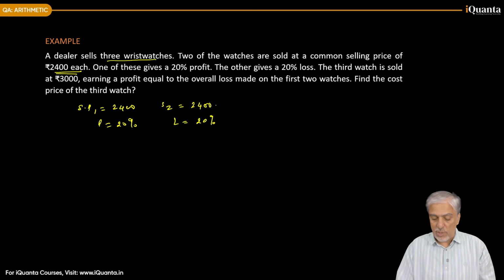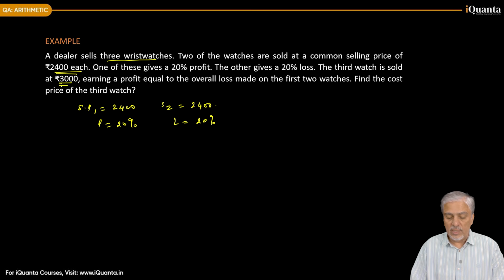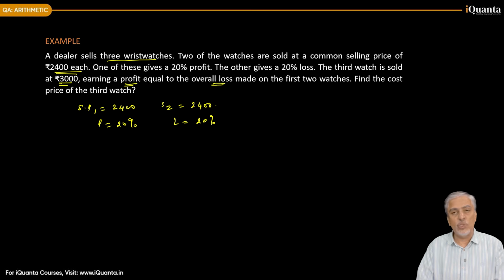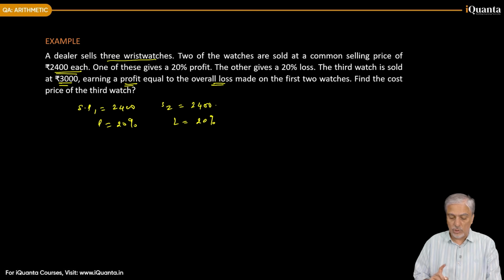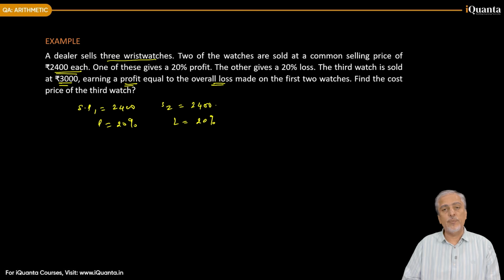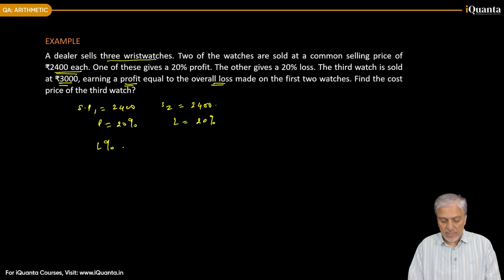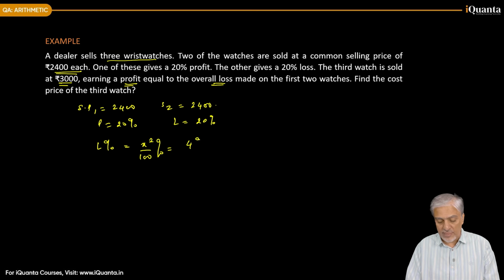The third watch is sold at rupees 3,000, earning an overall profit equal to the overall loss made on the first 2 watches. We already know there's a loss on the first 2 watches. So the third watch gives us a profit by selling at 3,000. Find the cost price of the third watch. So the rest all remains the same. The first part remains the same. What will be the net loss percentage? The loss percentage is X square upon 100%. 20 into 20 is 400. 400 upon 100 is 4% loss.